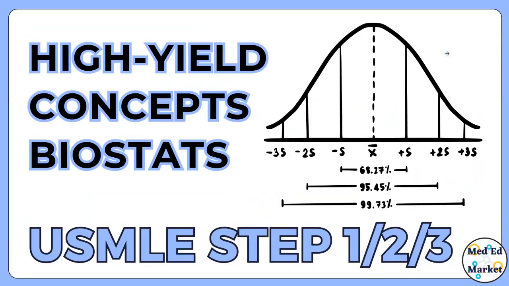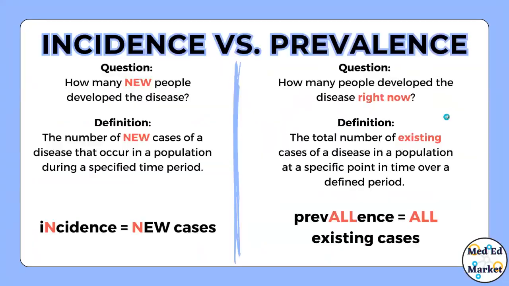Today we're covering high yield concepts with regard to biostats. This is highly relevant for USMLE Step 1, 2, and 3, and this is going to be the first video in the biostats video series. So today we're talking about incidence versus prevalence, one of the most foundational concepts in the biostats section.